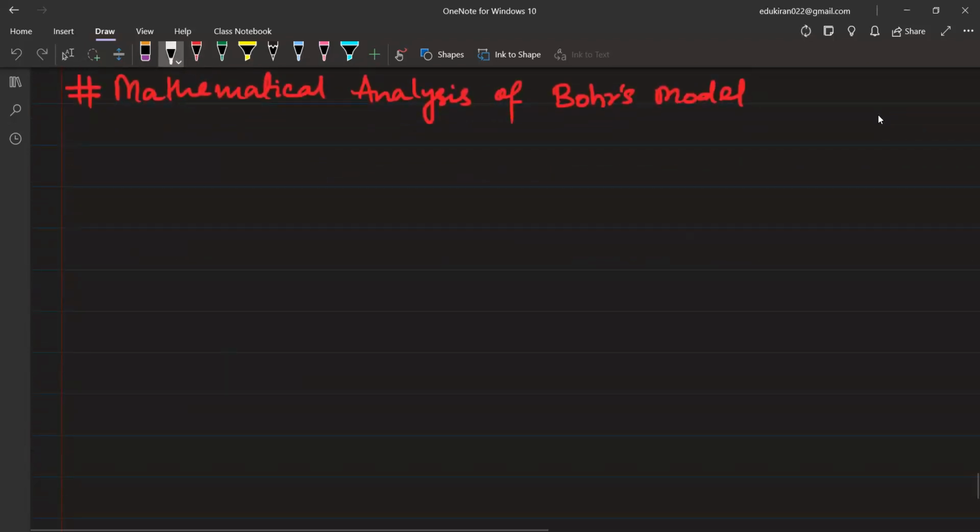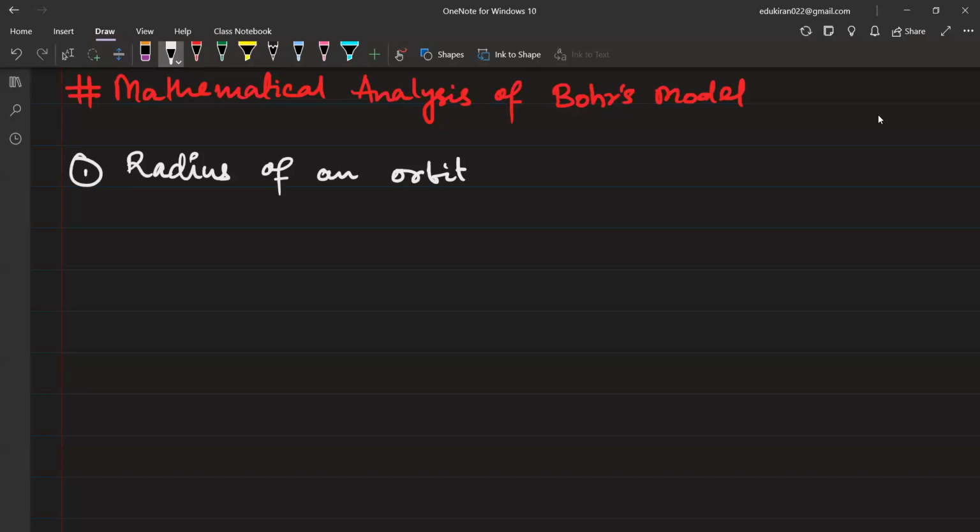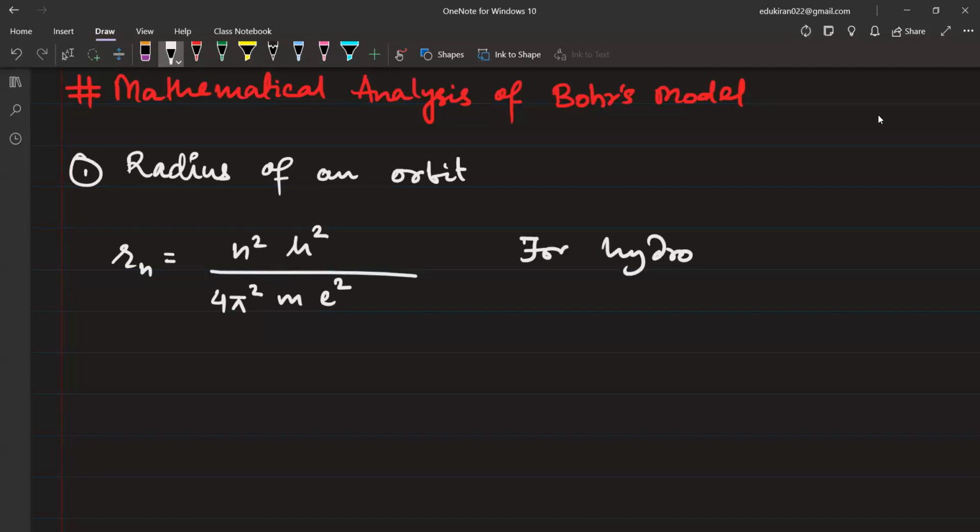Now let us see the mathematical analysis of Bohr's model. Number one, he gave the radius of an atom, or rather the radius of an orbit. आप घबराइएगा नहीं. He formulated this as n square h square divided by 4 pi square m e square. This was given for hydrogen atom.